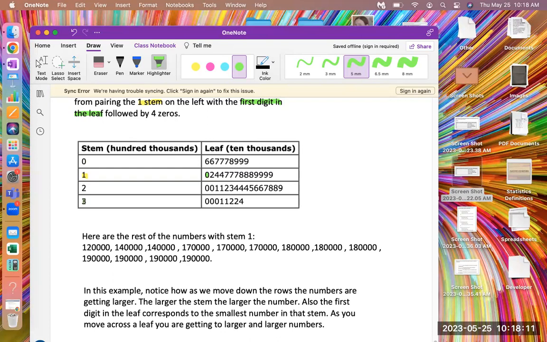And then also notice that the leaf numbers are organized from smallest to greatest as well. So if you list out the numbers just as I was going down this list, it's going from the smallest number to the biggest number as you go from left to right across the leaf.